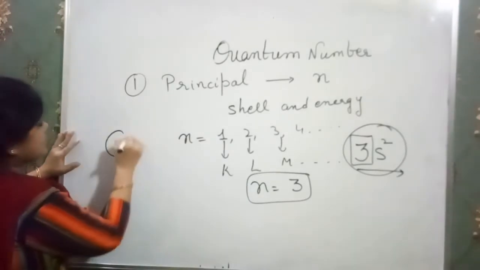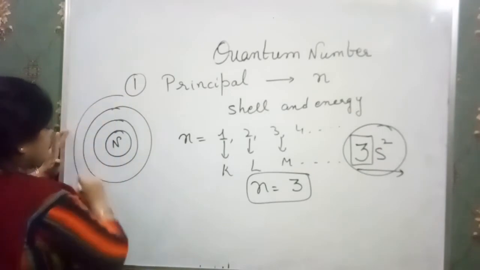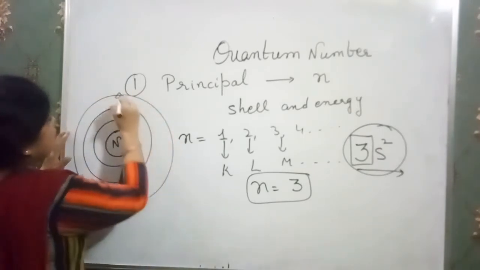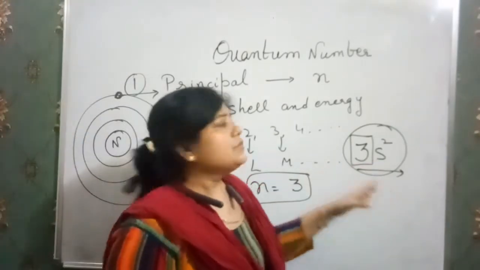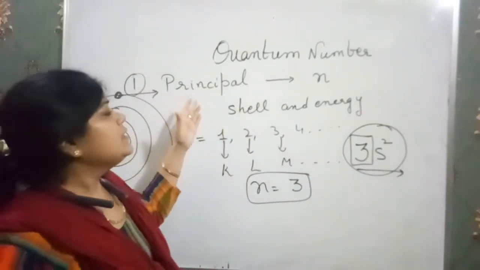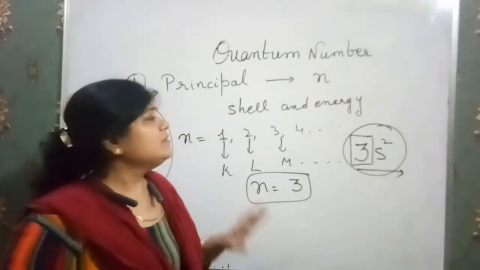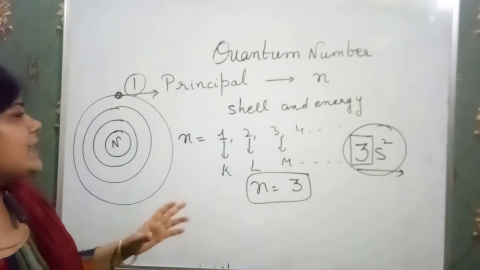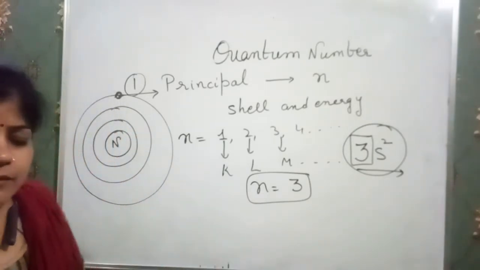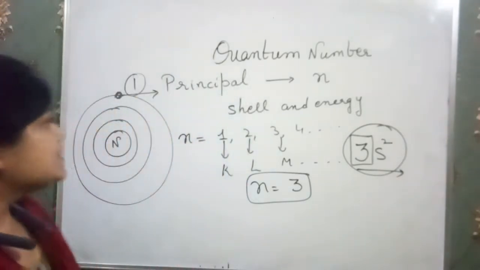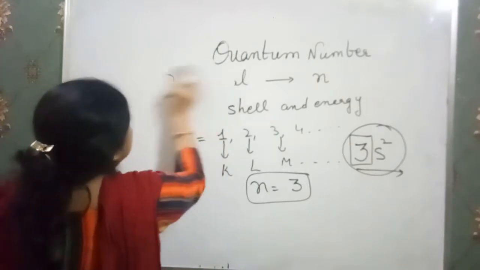For example, this is our nucleus. So first orbit, second orbit, and the third orbit. Electron is somewhere in this third orbit because it is 3s2. So principal quantum number tells about the orbit in which the electron is and its energy level. Okay, after that, just note it down. We have the second type of quantum number, that is the azimuthal quantum number. We can also name it as angular quantum number.